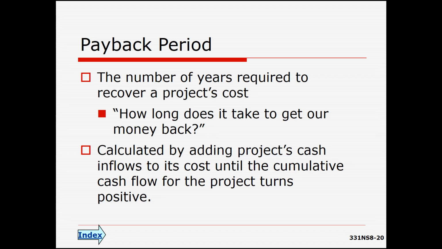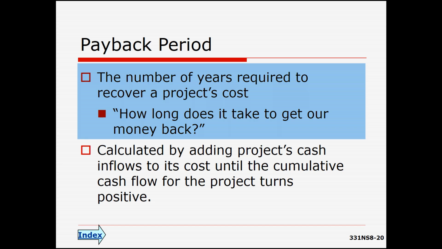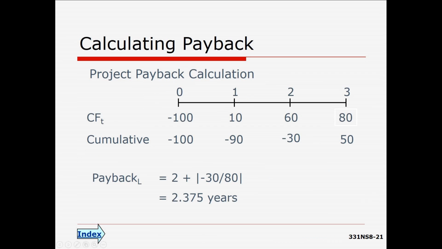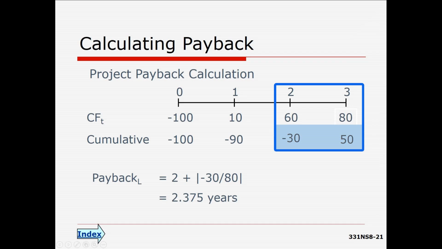Our last two methodologies are payback and discounted payback. Payback is the number of years to recover the project's initial cost. It's one of the easiest to understand metrics, and we'll walk through an example. Using our sample project again, accumulate the cash flows from time 0 to the last year. We're looking for when the sign of the accumulated cash flows changes from negative to positive. For our project, the sign change occurs between years 2 and 3.